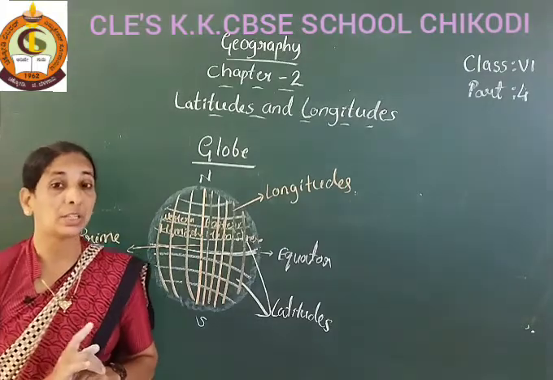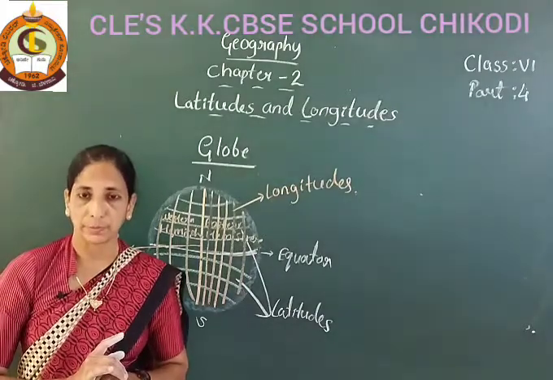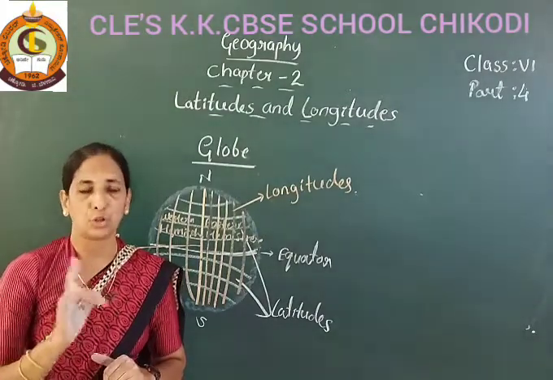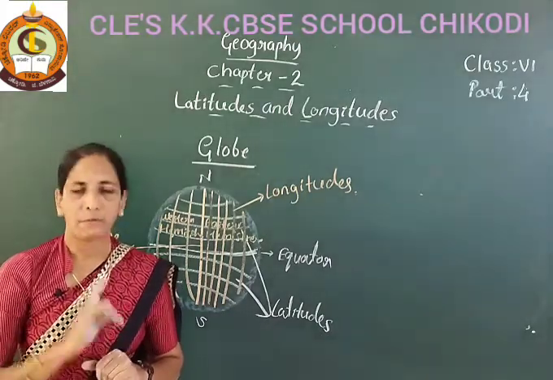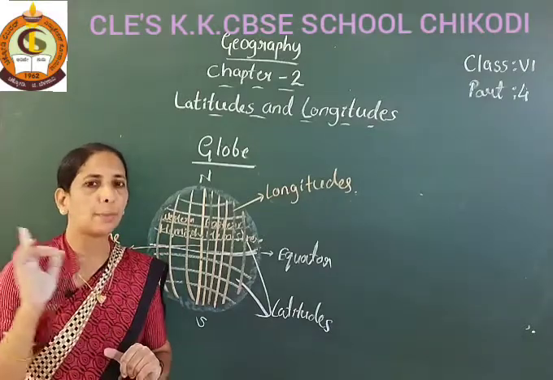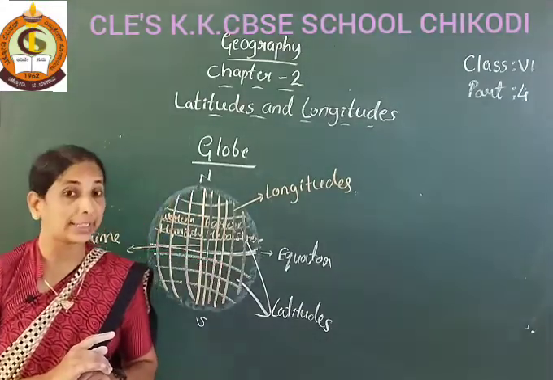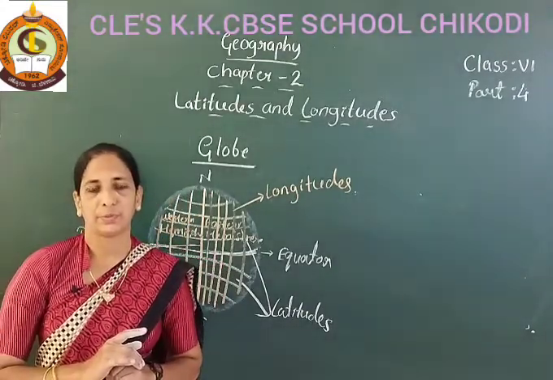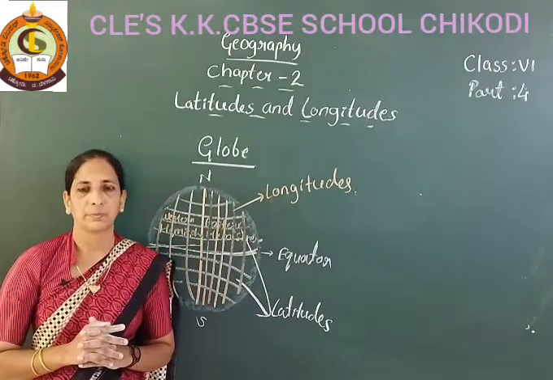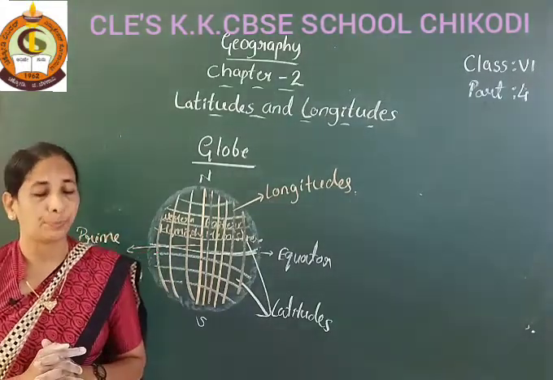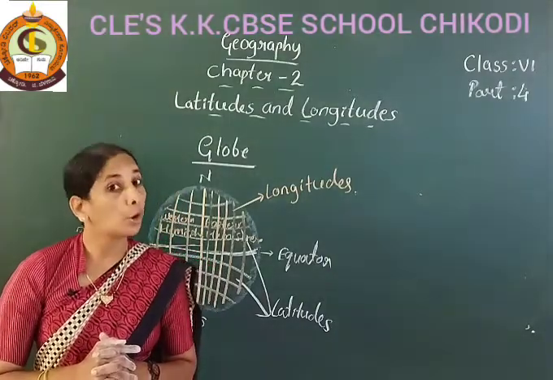The earth rotates on its axis, taking 24 hours. This is called rotation. Revolution means the earth orbiting around the sun, which takes 365 days and 6 hours. So you have learnt the shape of the earth in today's class, and also about the globe. The globe is the model of the earth.